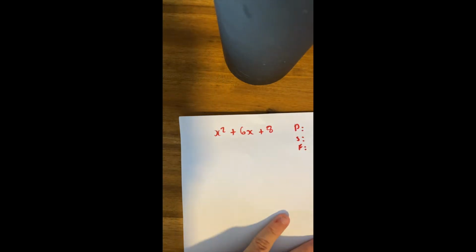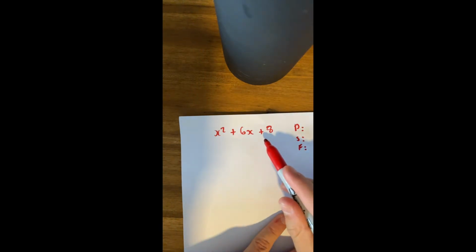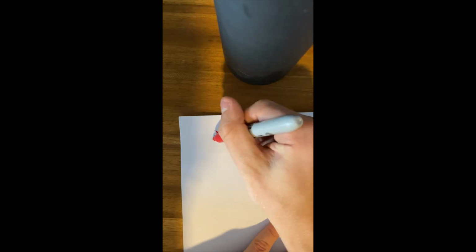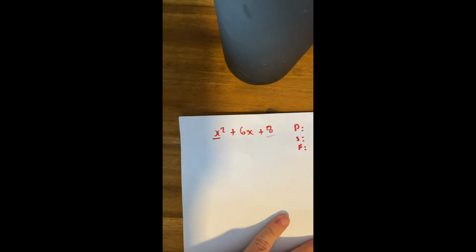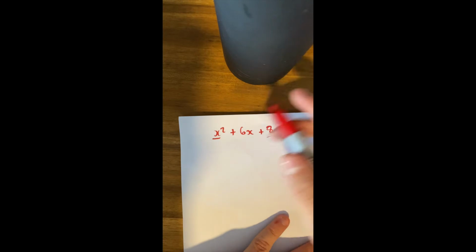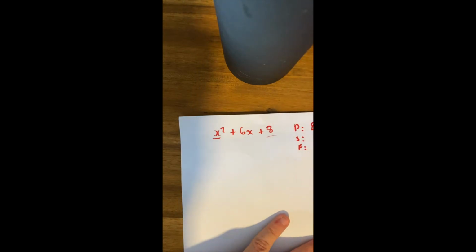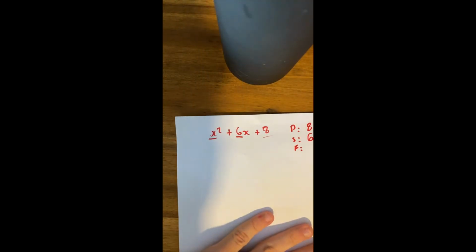So P standing for product means you multiply this term by that coefficient of x squared. So in this case it's 8 times 1. The sum is this middle coefficient here of x, which is 6. And now F stands for factors, which means we need two numbers that multiply to give 8, but then also add to give 6.